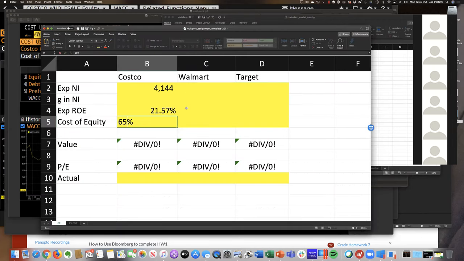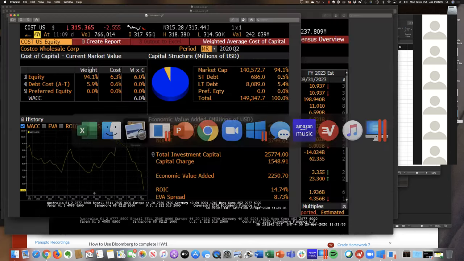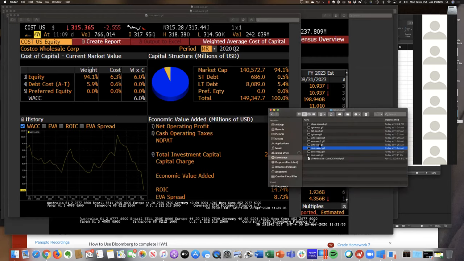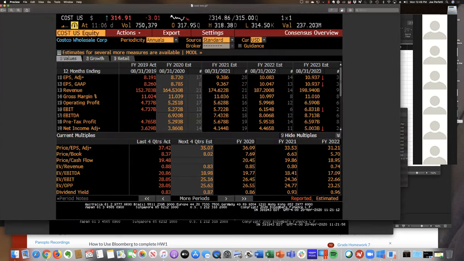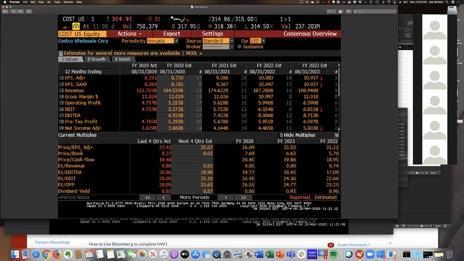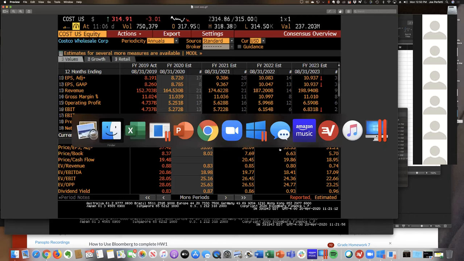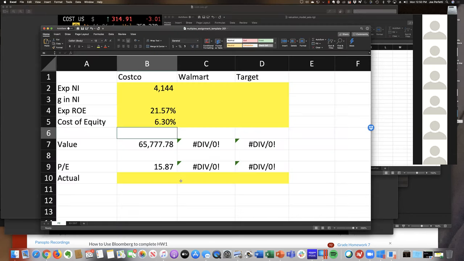And finally, at the time of the valuation, off of the EEO screen, second forward year PE, price to earnings, adjusted earnings, which again takes out one-time items, is 33.53. So 33.53 was the actual PE. With no growth, it'd be 15.87. So obviously Costco is expected to grow.